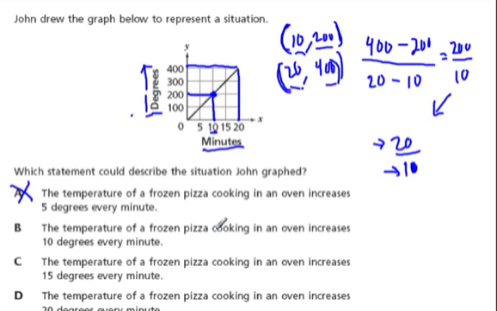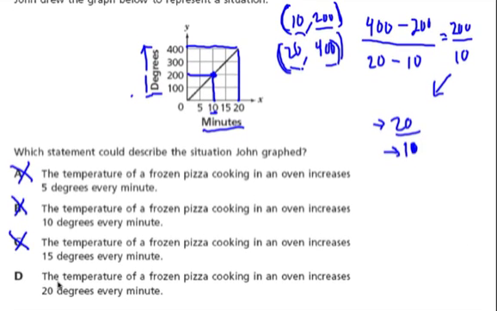The temperature of a frozen pizza cooking in an oven increases 10 degrees every minute. Still not enough. The temperature of a frozen pizza cooking in an oven increases 15 degrees every minute. Not enough. And here, last but not least, our answer. The temperature of a frozen pizza cooking in an oven increases 20 degrees every minute.